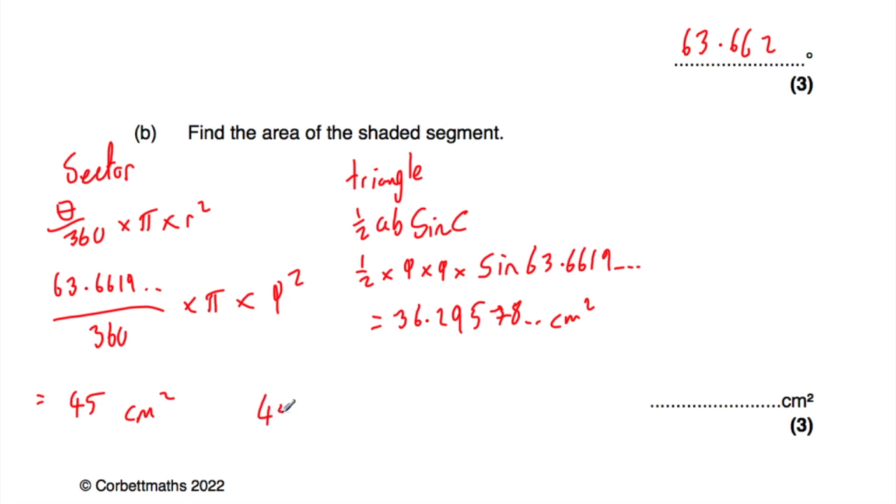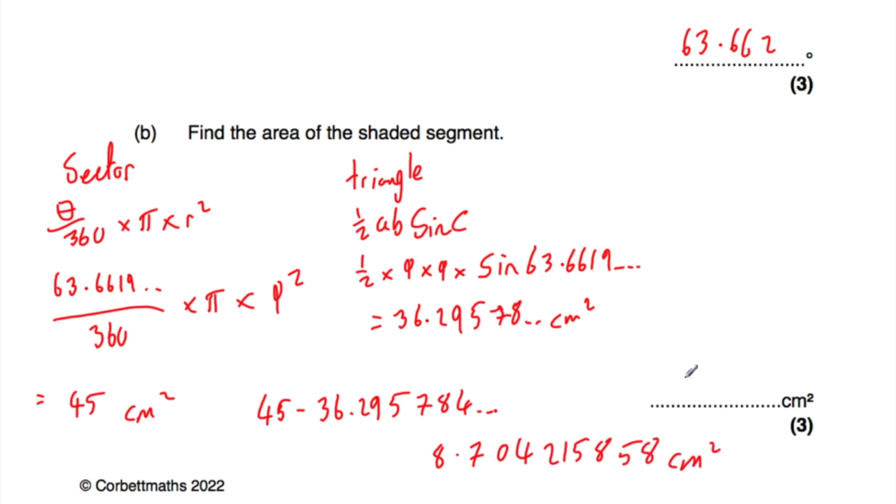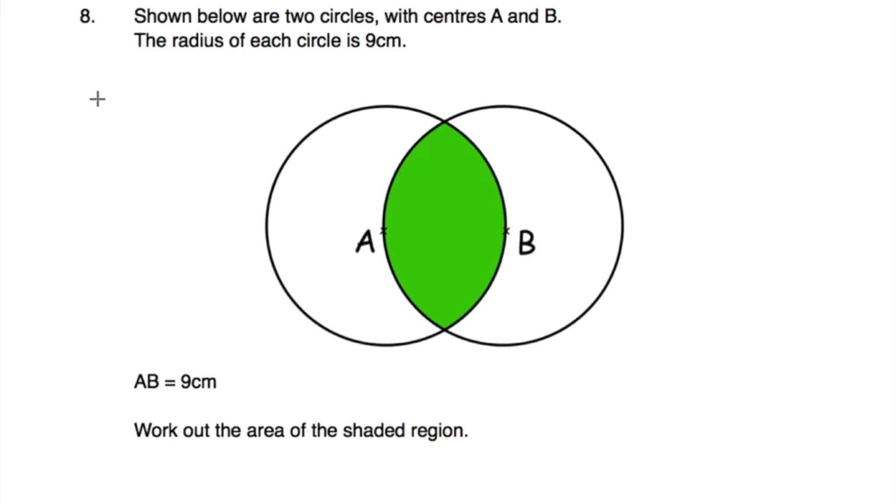So 45 subtract 36.29578 and so on. 45 take away answer is equal to 8.7042158858 and so on centimeters squared. And let's just round that to 3 decimal places. That'll be 8.704 centimeters squared. And that's it. Okay, let's have a look at our last question, question number 8.